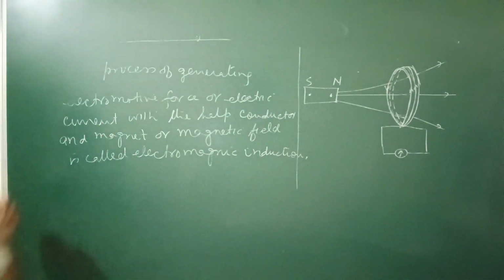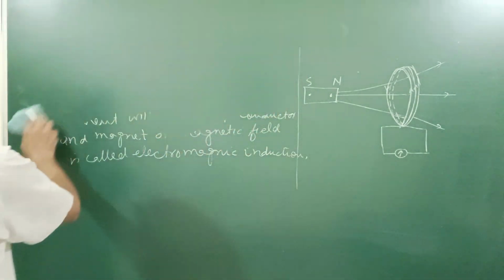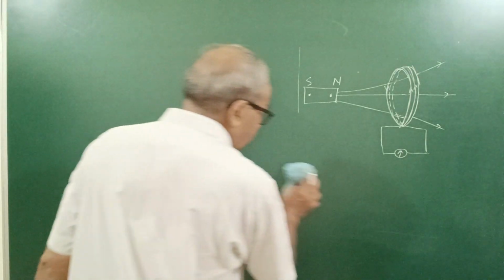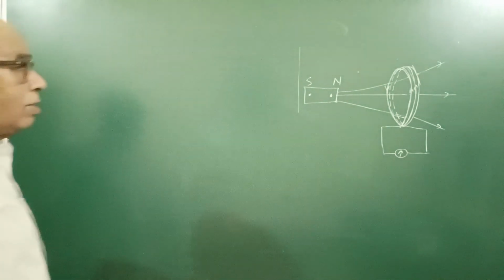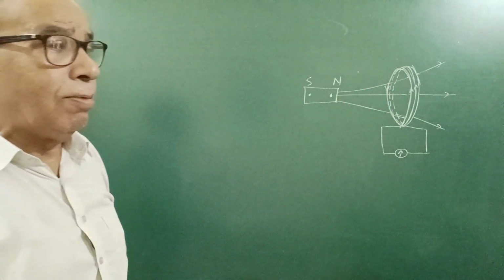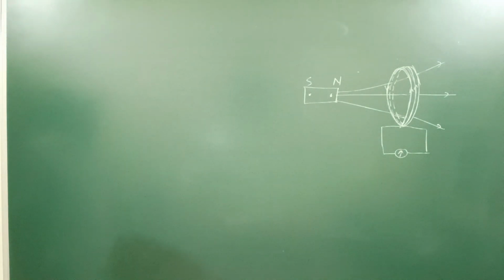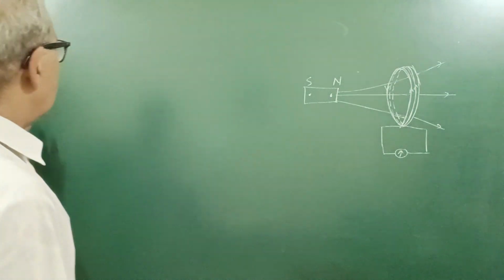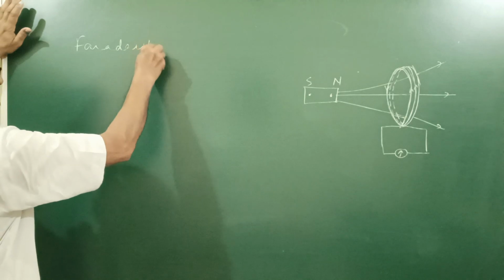I told you just now that for a long time electricity and magnetism were supposed to be unrelated phenomena. But in 1820, Oersted discovered the magnetic effect of current. Then Faraday proposed that if we can produce a magnetic field with the help of a conductor and current, we should be able to do the reverse, that is, produce current with the help of a magnet and conductor. So here is Faraday's experiment.